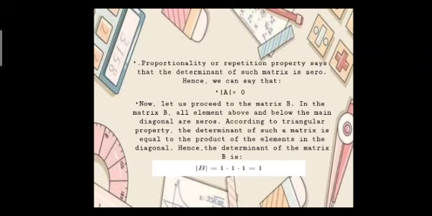Now let us proceed to the matrix B. In the matrix B, all elements above and below the main diagonal are zeros. According to the triangle property, the determinant of such a matrix is equal to the product of elements in the diagonal. Hence, the determinant of matrix B, the absolute value of B, is equal to 1 times 1 times 1, which is equal to 1.